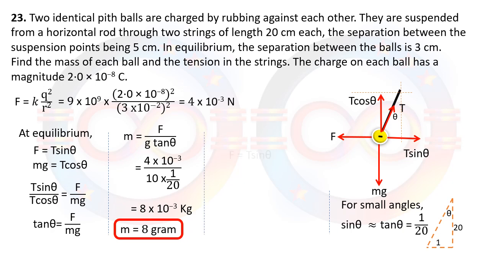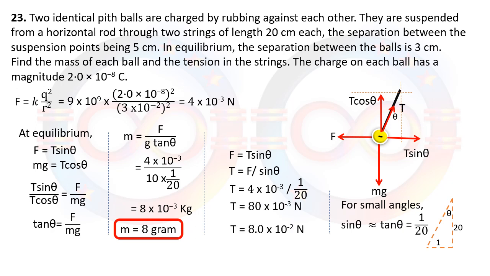How to calculate the tension now? We have two equations, F is equal to T sin theta, mg is equal to T cos theta. Put the value of F and sin theta in the equation, and you will be able to get the tension which is going to develop in the string, and that will be 8 into 10 raised to minus 2 Newton.